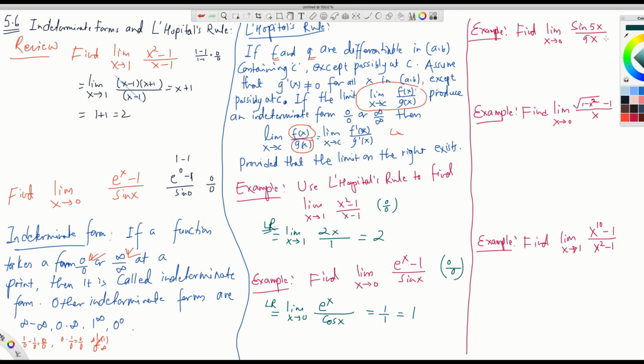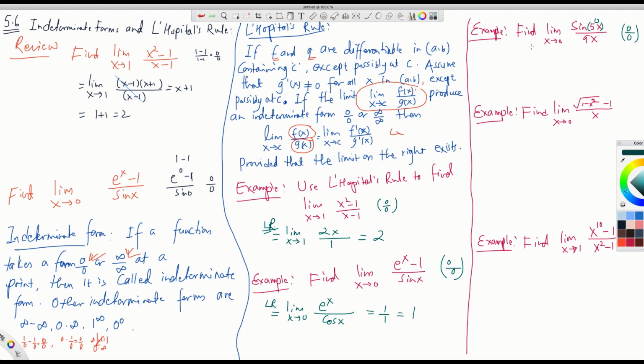Let's do this example. What form does it take if you plug in the limit? Limit x tends to 0. Sine 5 times 0 is sine 0, right? That will be 0 over 9 times 0, which is 0. So basically it is taking 0 over 0 form. So we are okay to use L'Hopital's rule.